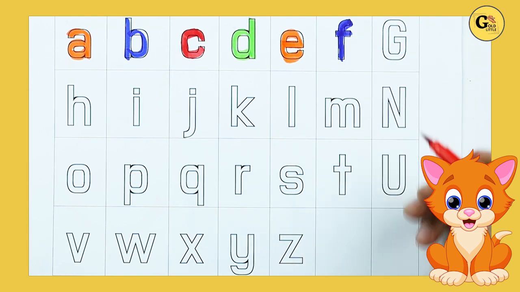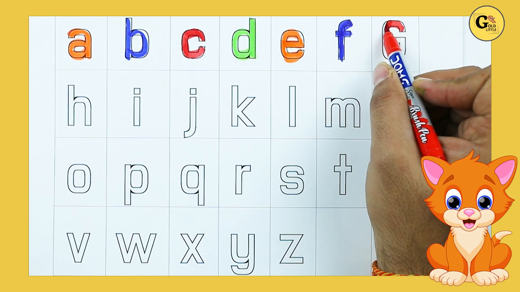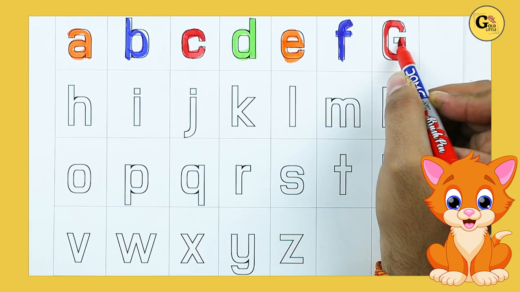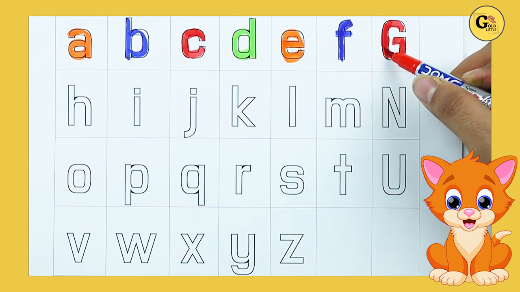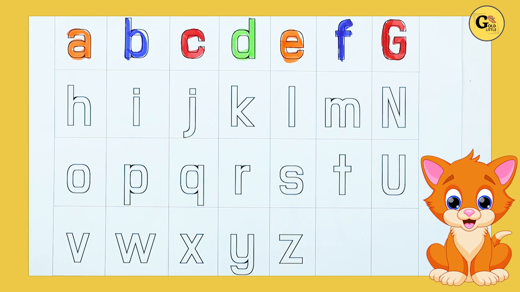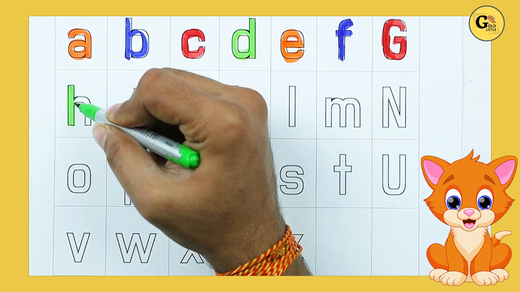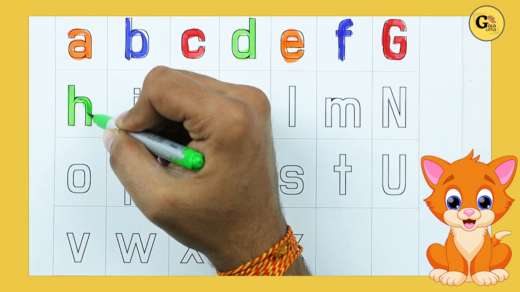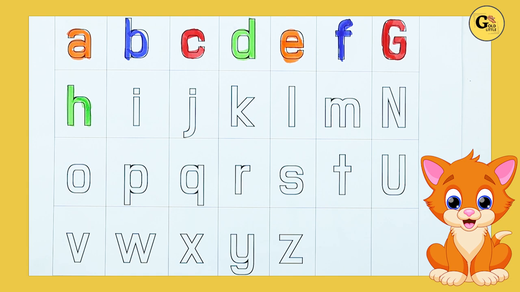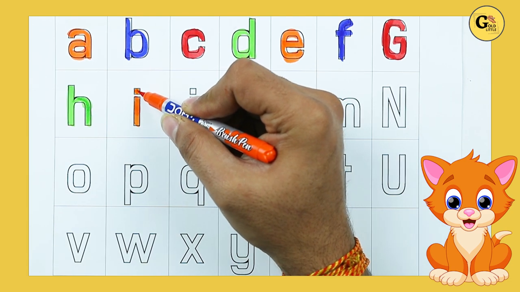G. G for goat. It's G. H. H for hen. It's H. I. I for ice cream. It's small I.